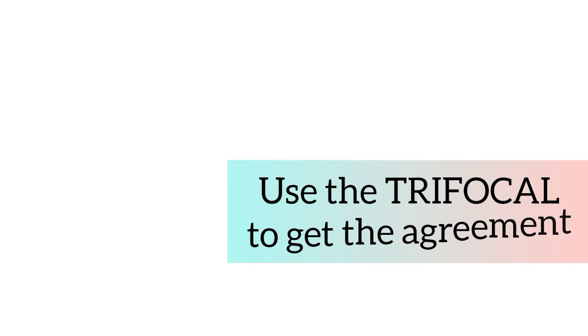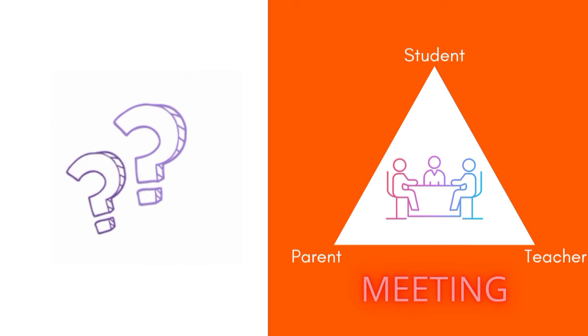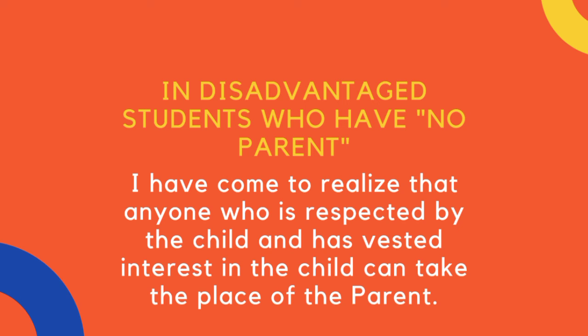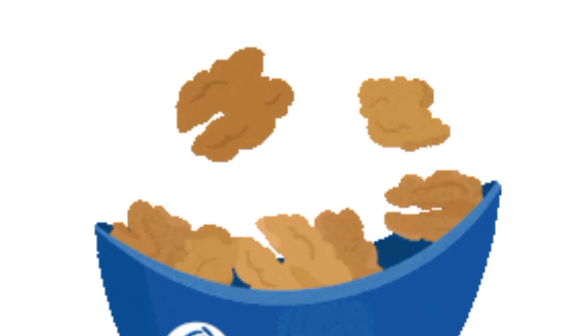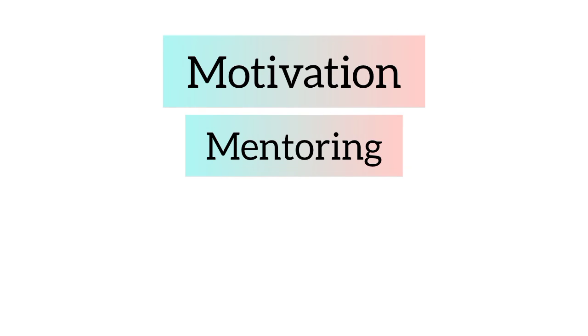So how do you do that? Number one, you have to set up the trifocal. That is, set up a meeting where you share your expectations with the students and ask for the students' agreement, usually in the presence of the students' parents or somebody like a guardian. Number two, you collect techniques that work for that child or that would work for the child. And thirdly, you make sure that those techniques can ultimately meet the empowerment needs of the child. And number four, use what is called the 4M techniques. The 4M techniques are about motivation, mentoring, modeling, and multiplication.